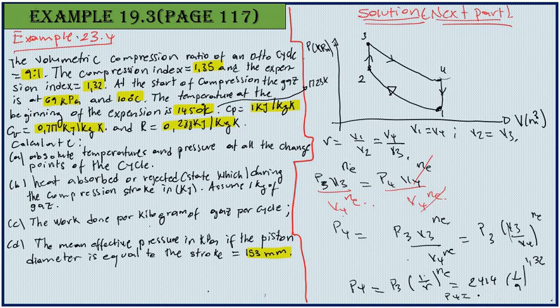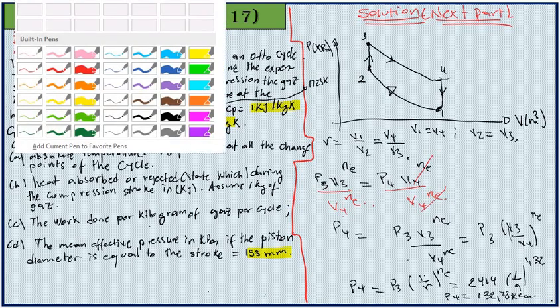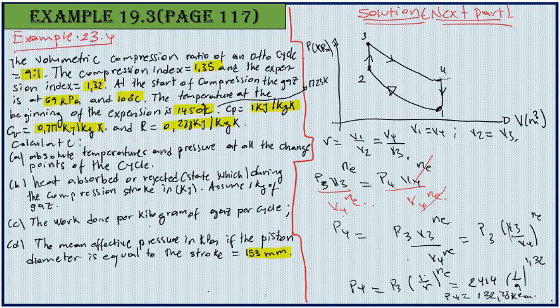So if I calculate that, I have 2414 multiplied by 1 over 9 to the power of 1.32. So I get 132.78 kilopascal. So that is P4, the pressure at 4.